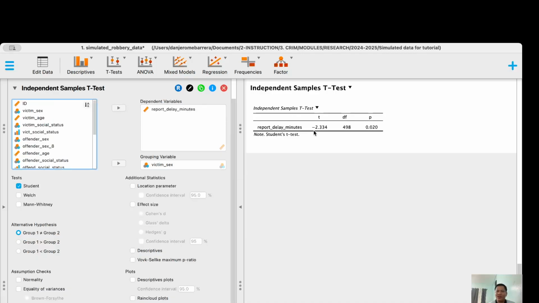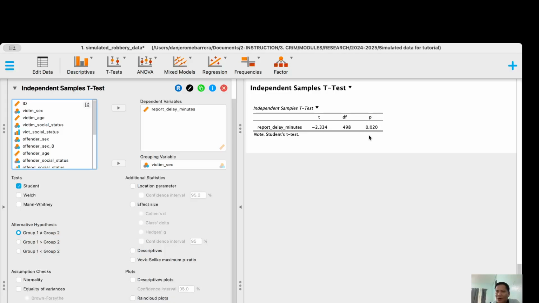So we have now this result. What does this result mean? So let me interpret. The value of t is negative 2.334. Degree of freedom 438, because it is 500 crimes minus 2. Now let's go to the p value or probability value. This is very important here. The p value we can see here is 0.02, which means 2%.